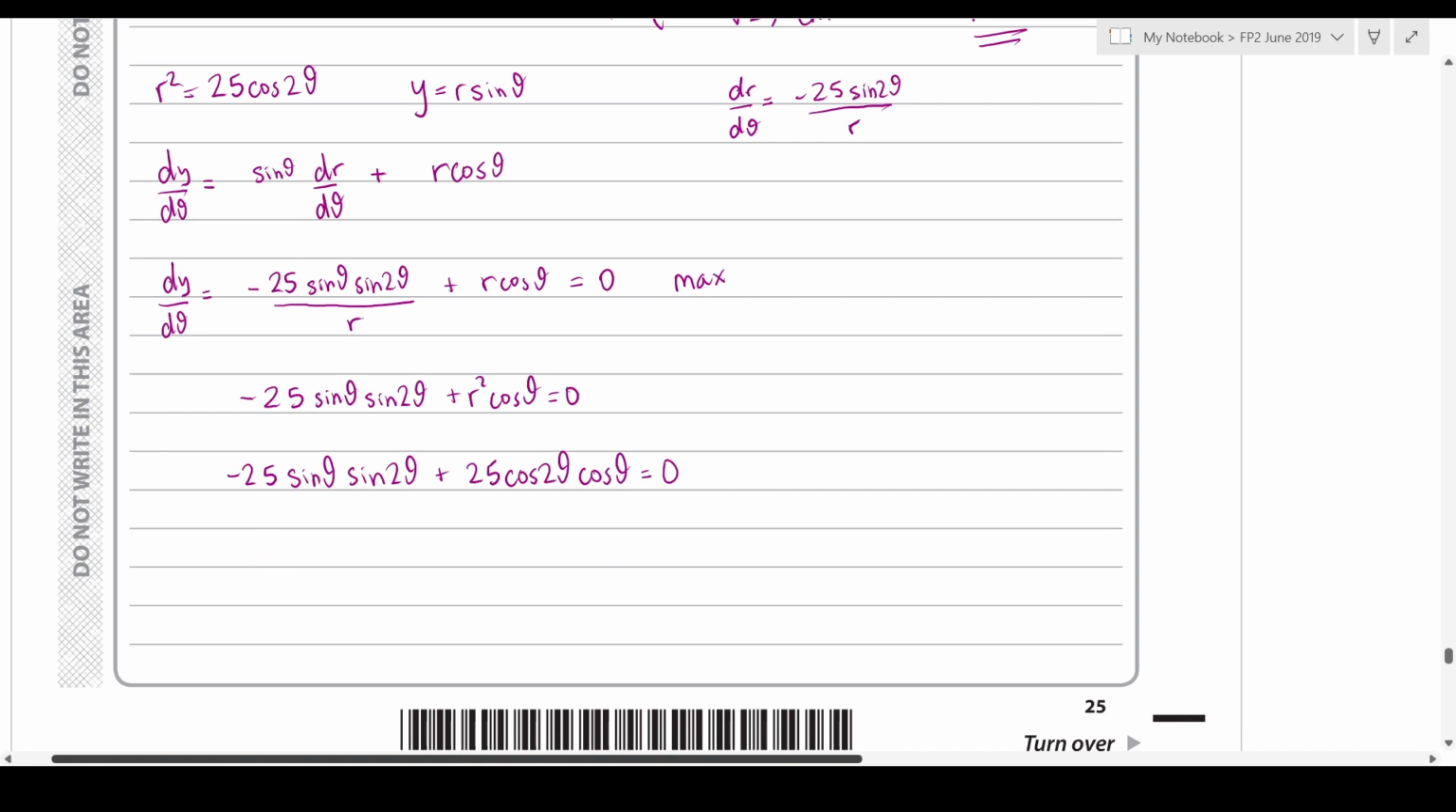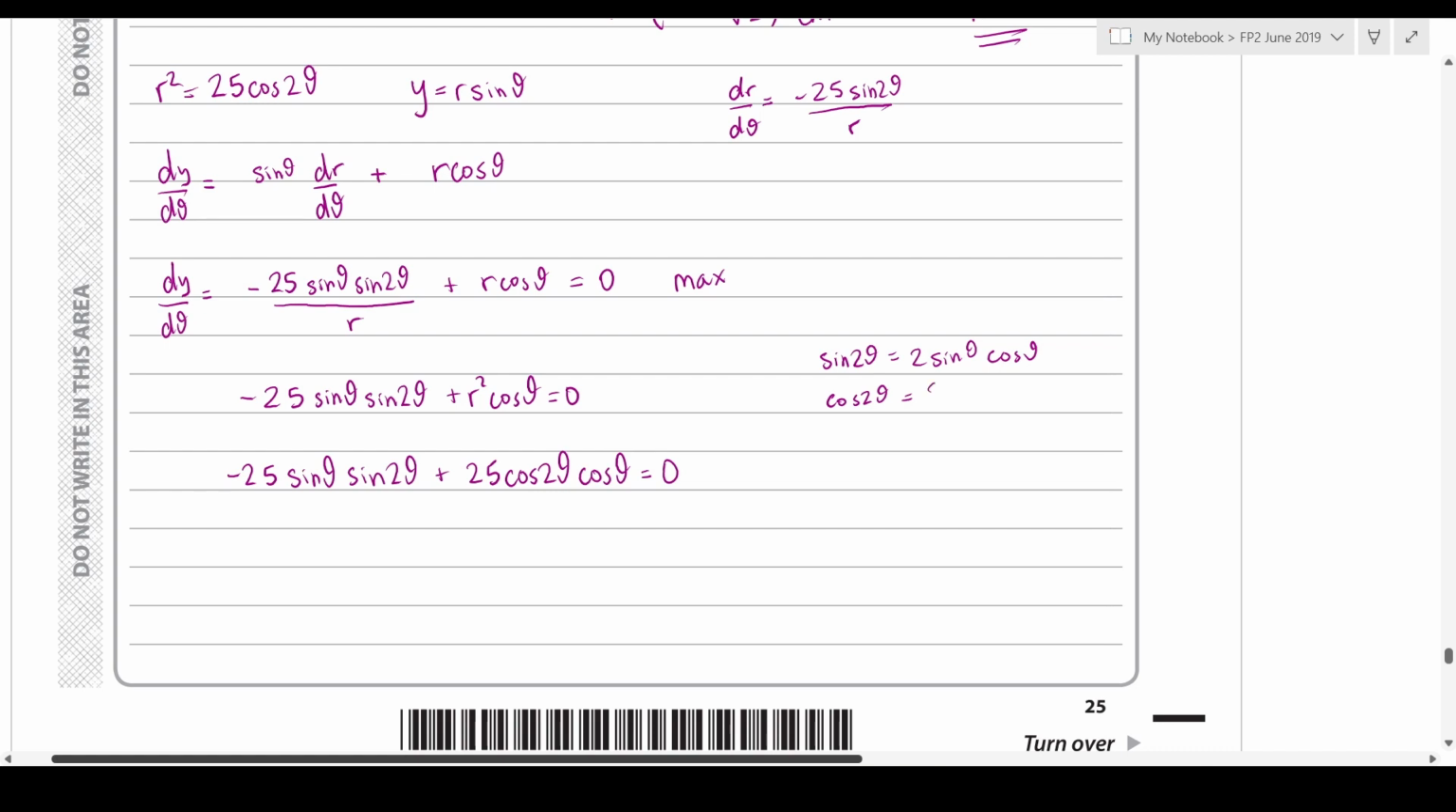Be cautious if we want to divide anything, so it might be worth trying to factorise or get this all in terms of one variable. So let's remember our double angle identities. Sine 2 theta is 2 sine theta cos theta. That gives us a cos theta in common, which I could factorise out. And the rest of it is probably worth getting in terms of sine.